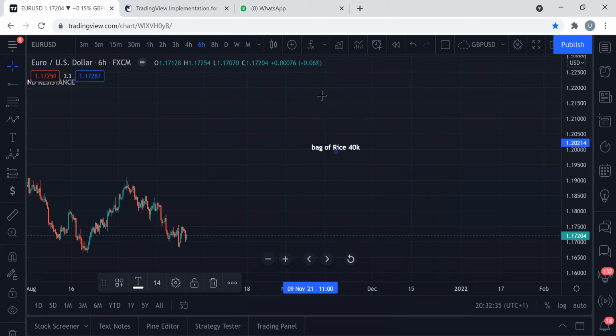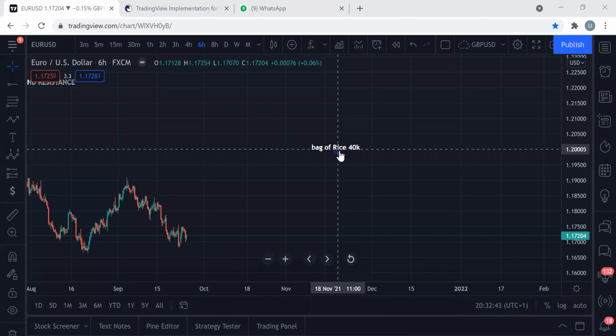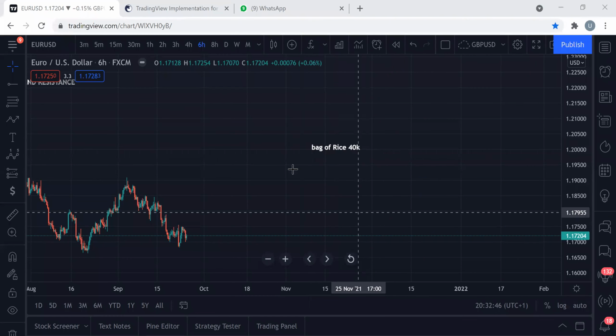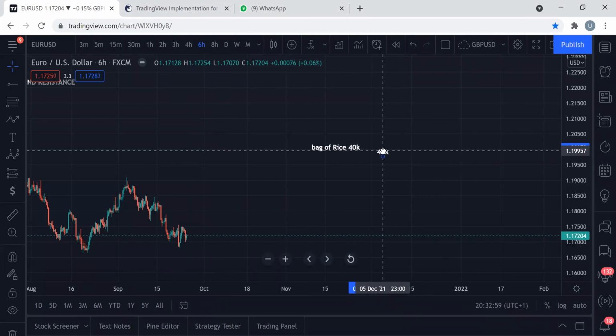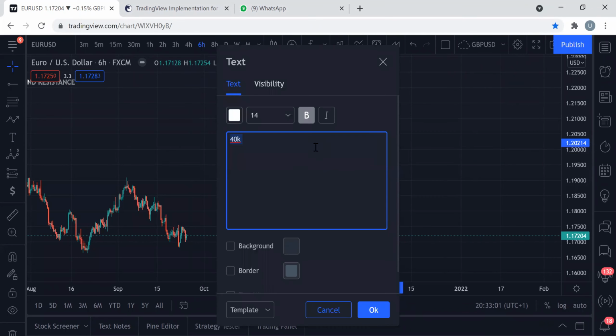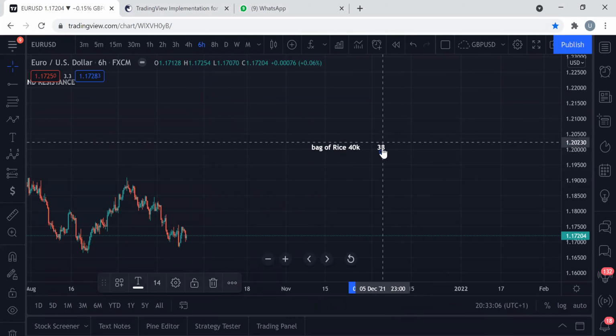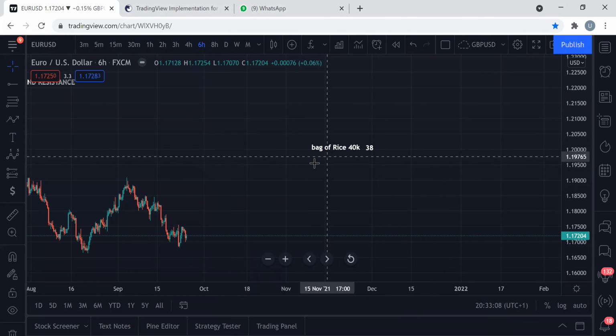So a bag of rice this year is 40k. That's the highest level we got to. Now the following year again, it also got to 40k. You understand? Also got to 40k. Now the year after that, let's say it got to like 38k before it fell.